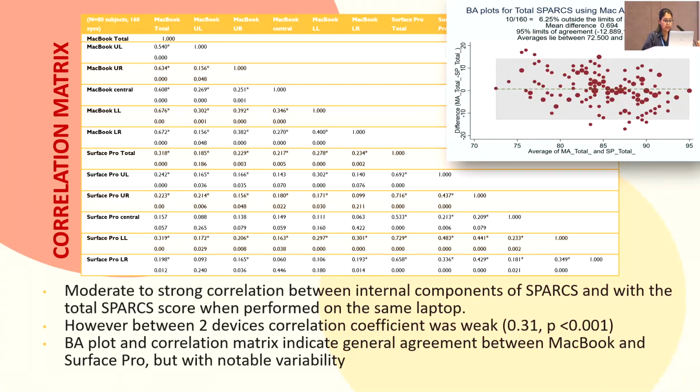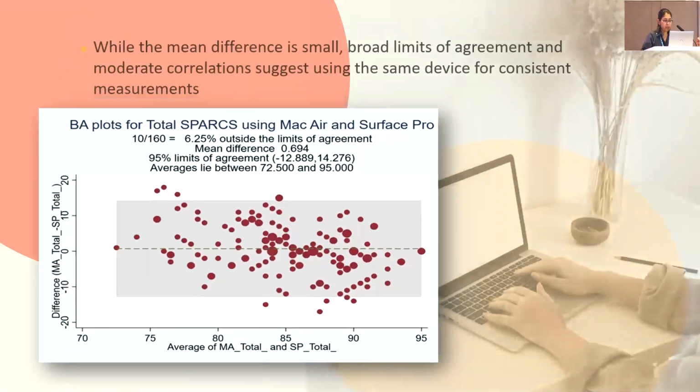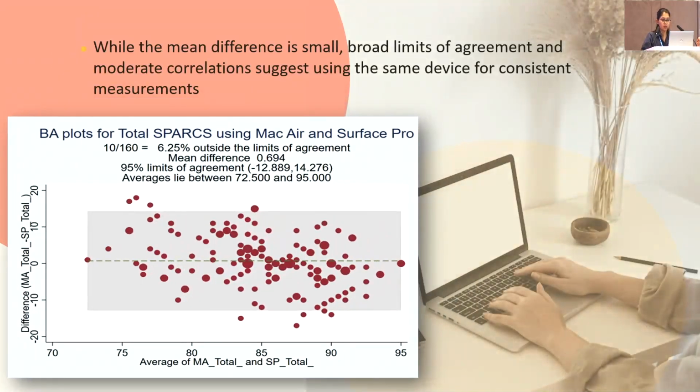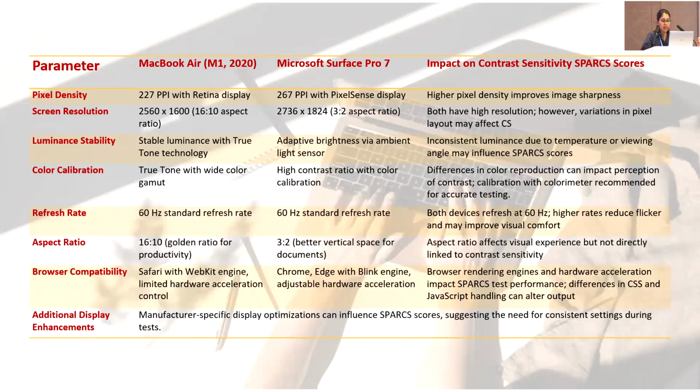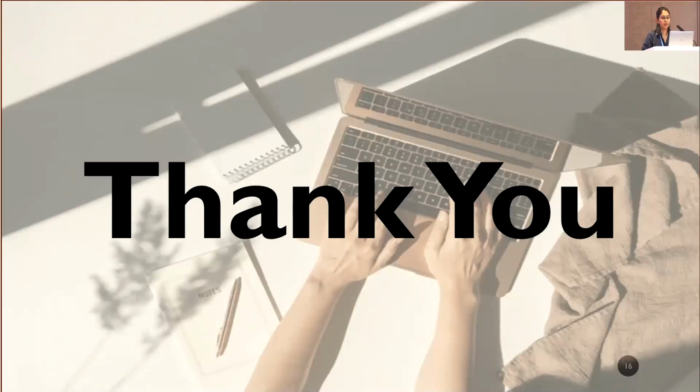However, between 2 devices, the correlation coefficient was weak. Therefore, while the mean difference was small, broad limits of agreement and moderate correlation suggest using the same device for consistent measurement. Therefore, Sparks on a single laptop and the same browser can be used reliably and consistently to know and compare the results. But to ensure comparable results using Sparks on different laptops, it is important to consider the specific display properties of the 2 laptops. These are the few parameters that could have influenced our results significantly, impacting its accuracy and reliability, paving way for future studies. Thank you.